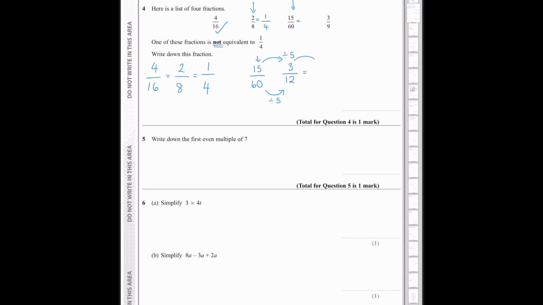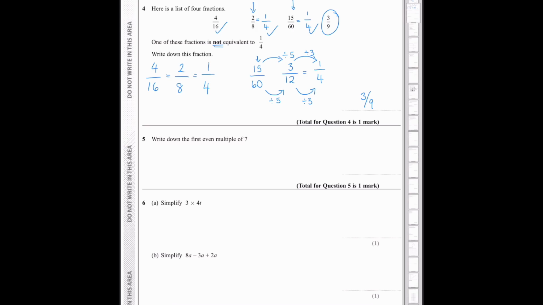And then finally, we can divide by 3 to cancel it down even further. 3 divided by 3 is 1, and 12 divided by 3 is 4. So that is also equivalent to a quarter. So we know that our answer must be that one. You might have been able to identify that a lot quicker, and that's absolutely fine. I'm just going through each one step by step, just in case.